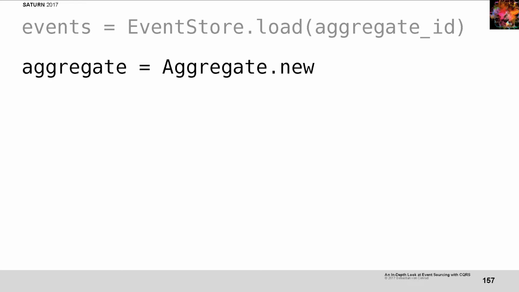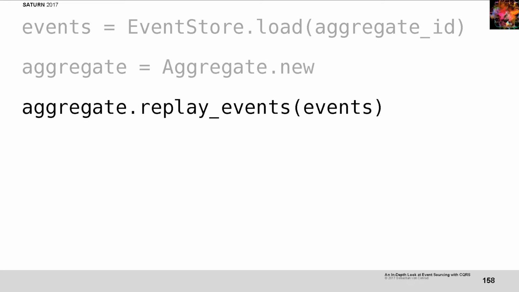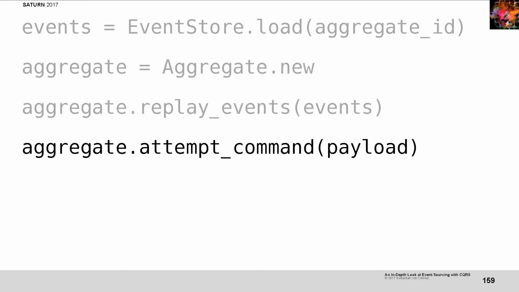At that point, it's empty. It doesn't have anything, no identity, no nothing. And then we tell the aggregate, hey, here are all the events that have happened to you. Go and replay them. And once we've done that, we attempt to process the command against the aggregate, which will usually return a true or a false. It can also have validation errors and so on, but let's not go too deep into that.